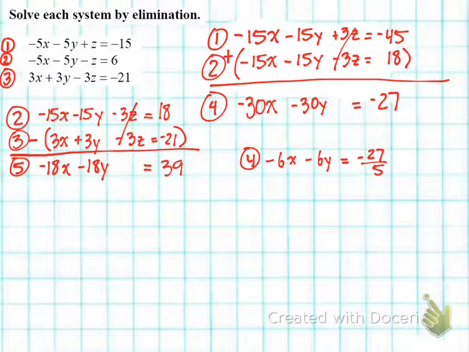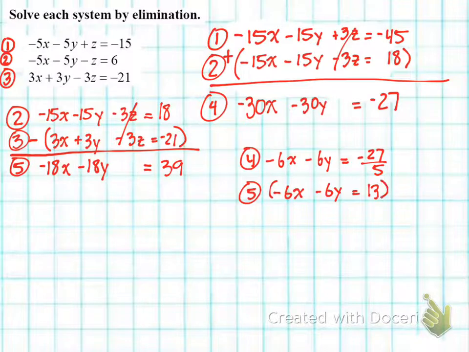And then equation 5, what do I divide equation 5 by? 3, right? So then we get negative 6x minus 6y is equal to what? What's 39 divided by 3? 13, good.